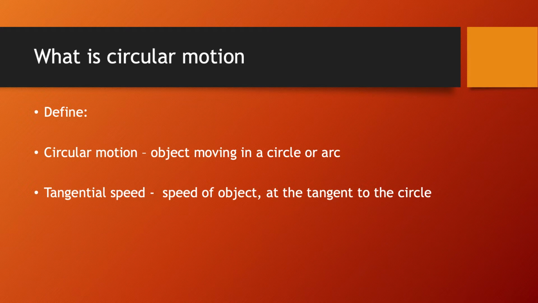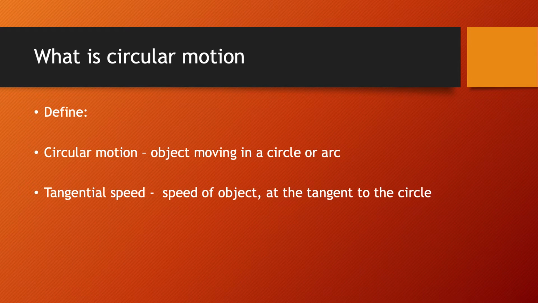Now, think about having a weight on a string, and you swing it above your head horizontally in a circle. You keep it in this circle, and the object that's moving in the circle has an acceleration because its velocity is changing. The velocity is changing, not the speed per se, but the actual direction, and that gives us an acceleration called centripetal acceleration. Related to that is something called tangential speed, which is the speed of the object that's tangent to the circle.